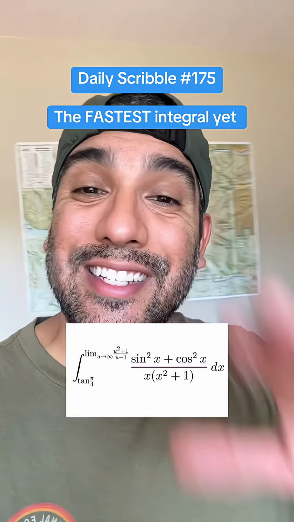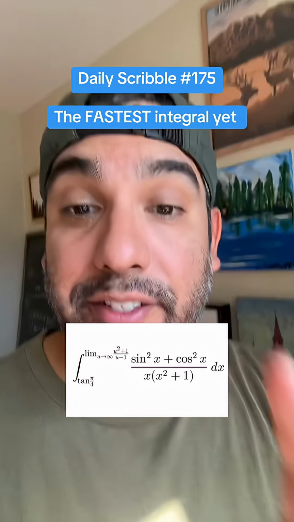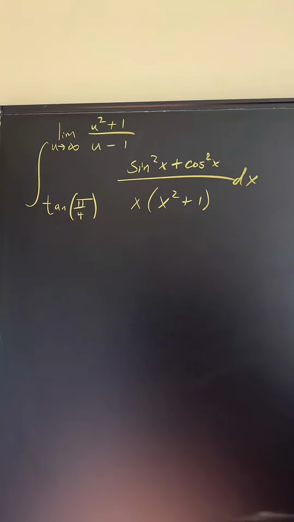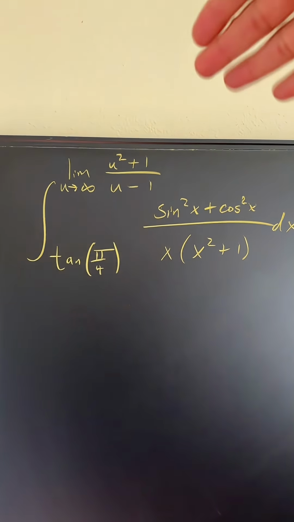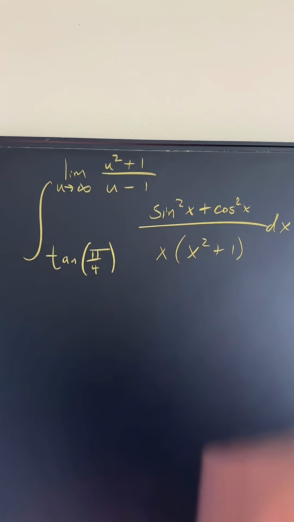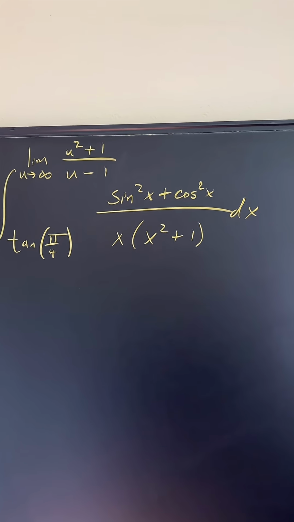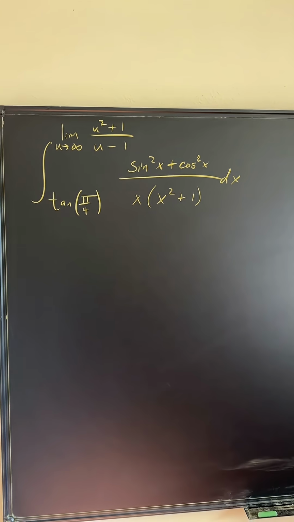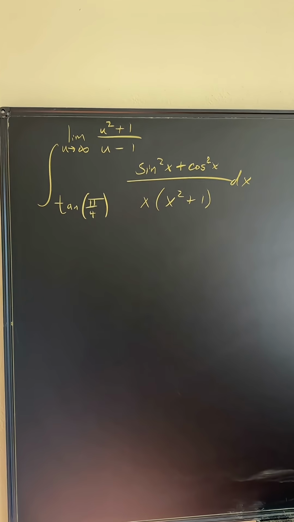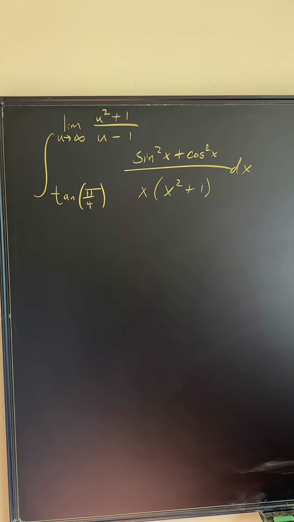This was an integral that slid into my DMs and I just couldn't resist. So here's the integral they're trying to trick me with. We have the integral with the lower bound tangent of pi over 4. The upper bound is going to be this limit as u approaches infinity. And then we have sine squared plus cosine squared all over x plus x squared plus 1 with respect to x. And it's honestly not that difficult, very, very evil scribble coded. But let's go ahead and solve it.